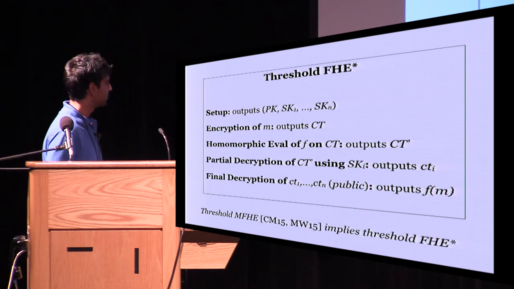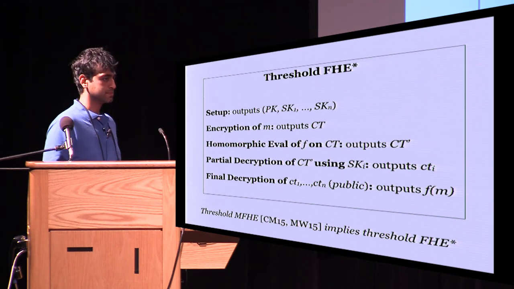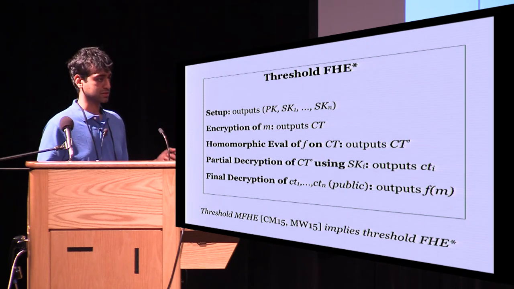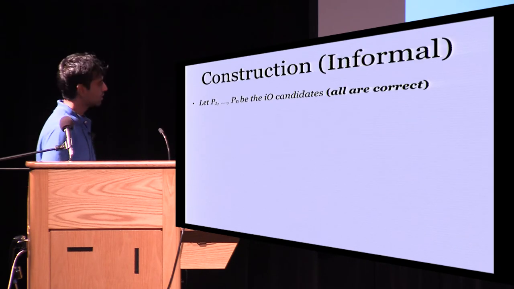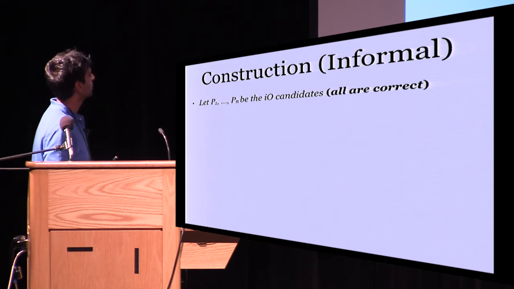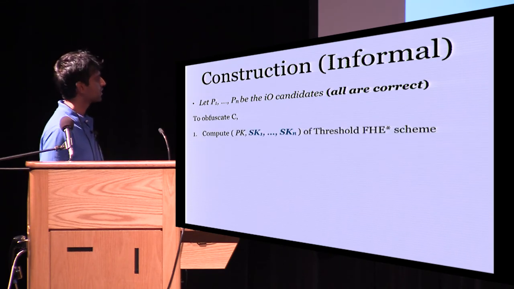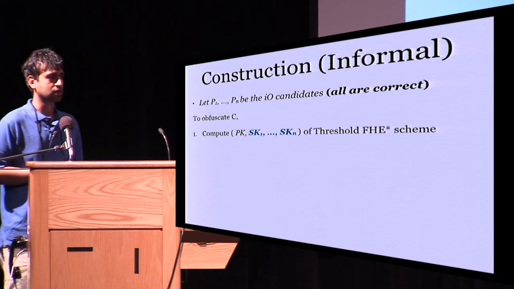And you can actually build threshold FHE star from threshold multi-key FHE, which in turn can be based on learning with errors assumption. So let me present the construction. So we have P1 to PN candidates. In order to obfuscate C, the first thing I'm going to do is to run the setup algorithm of the threshold FHE star scheme.